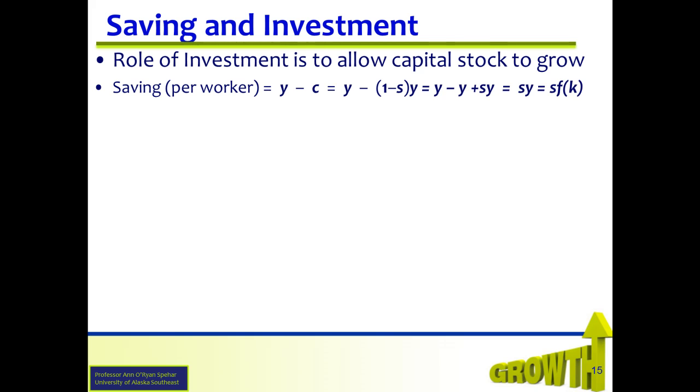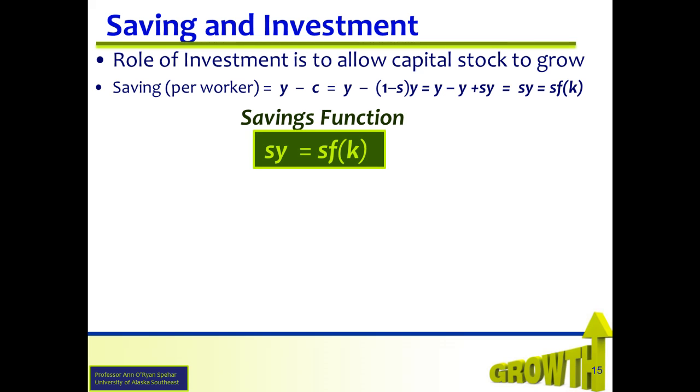To do this, we begin with savings, because savings equals investment. By definition, savings is what is not consumed from income. This is just y minus c. But let's replace c with the consumption function from the previous slide. So we get that y minus c is equal to sy, which is equal to s times f of k. The savings function is sy equals s times f of k.